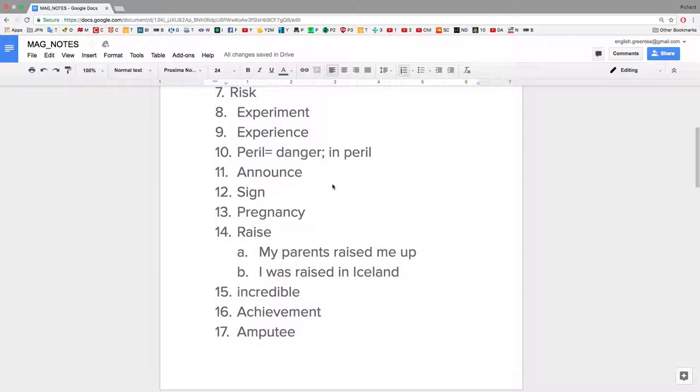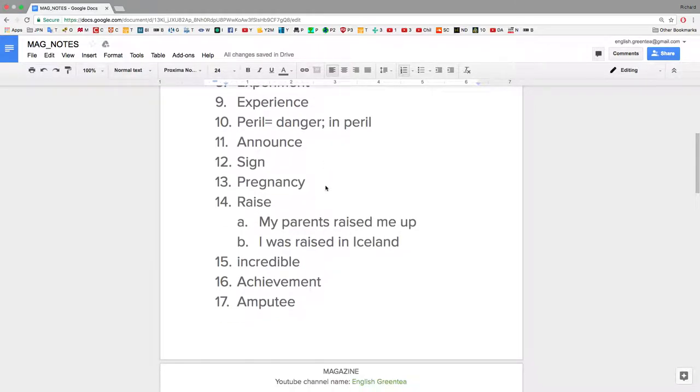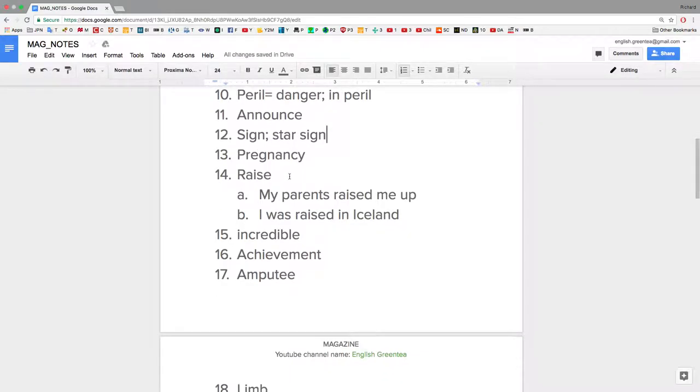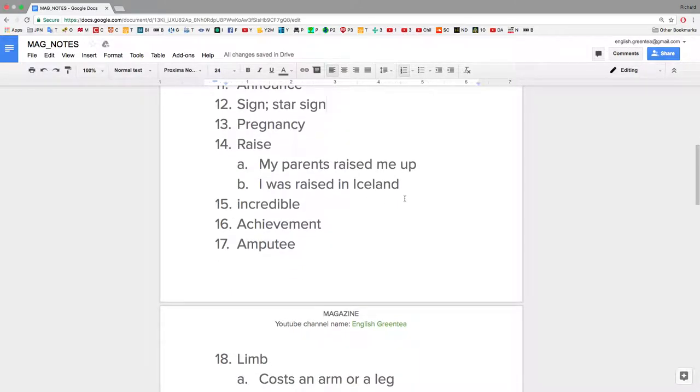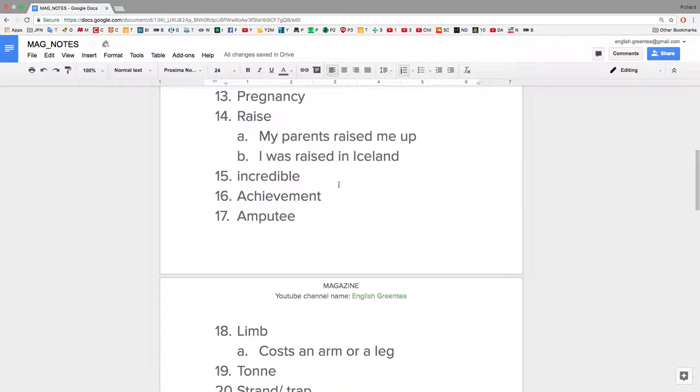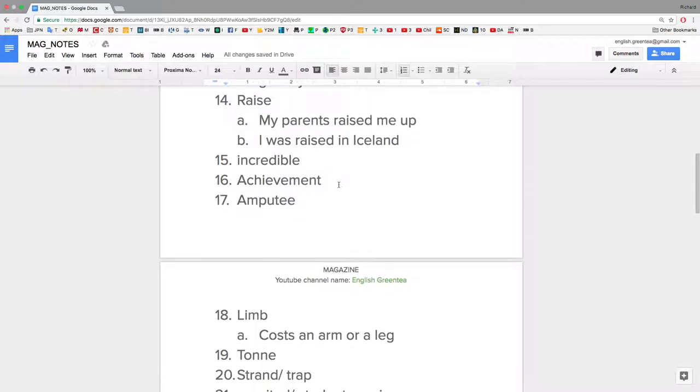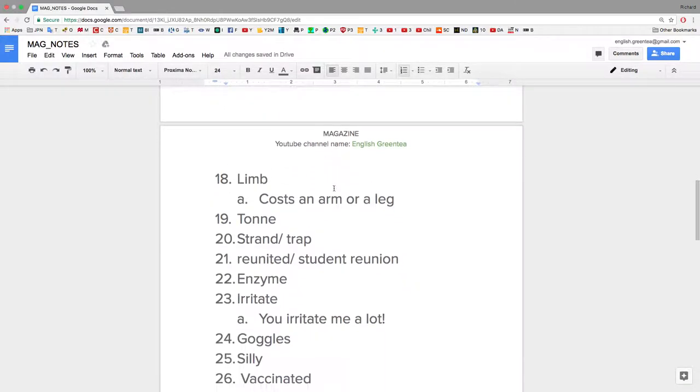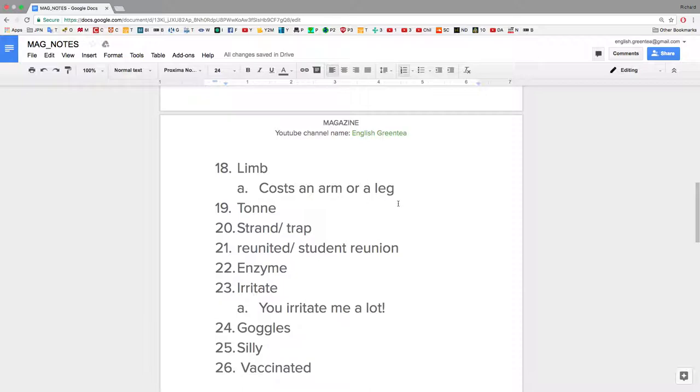11, announce. 公告或者是宣布。12, sign, 症状。那更进阶的意思呢，它也是比手语的意思。你会手语吗？Do you sign? 但它也可以讲星座，比如说 What's your star sign? 你的星座是什么？13, pregnancy, 怀孕。14, raise, 抚养。For example, my parents raised me up. Okay, 我父母抚养我长大。I was raised in Iceland, 我在冰岛长大。15, incredible, 不可思议的。16, achievement, 成就。17, amputee, 就是截肢者。18, limb, 肢体。那其中的东西很贵，天价，我们可以讲说 it costs an arm or a leg, an arm and a leg.